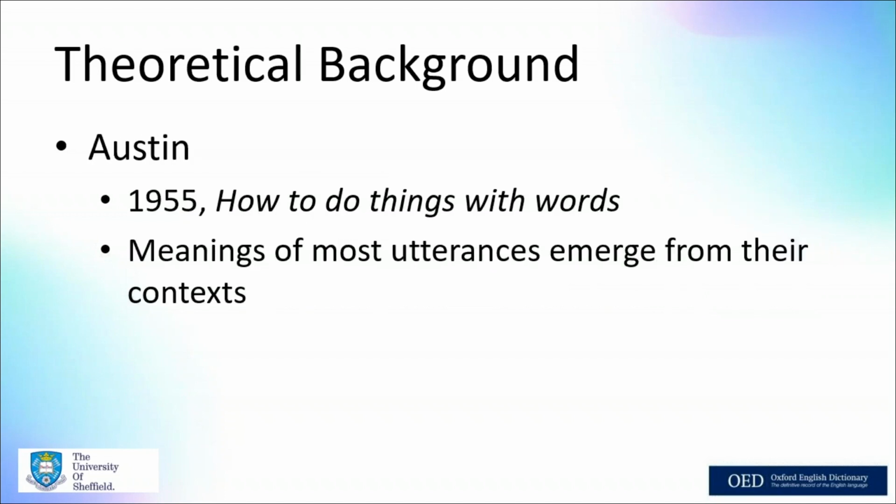Of course, by the mid-20th century, we have the birth of pragmatics formally, and we have Austin with How to Do Things with Words, arguing that the meanings of most utterances emerge from their contexts. And when we look at pragmatics today, we look at a broad range of contexts from the co-occurring words with a given word or with a given utterance up through the social and cultural and material and political and economic contexts, and everything in between.